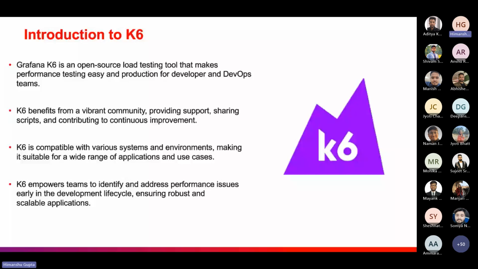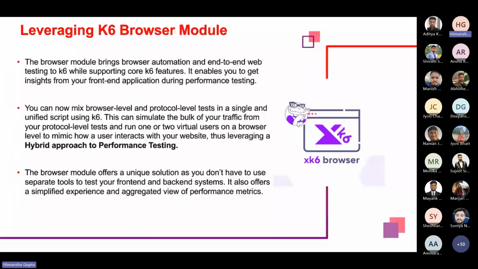So here we are going to leverage the K6 browser module. The K6 browser module brings browser automation and end-to-end web testing while supporting core K6 features. With the help of the K6 browser module, we get browser automation end to end for web applications, and it enables us to get insight from your front end application during performance testing.